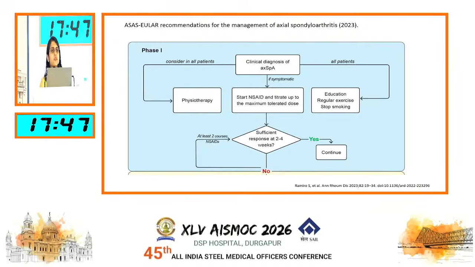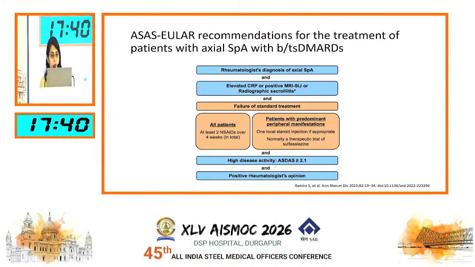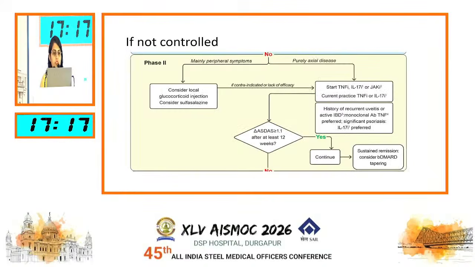So we have to assess the response after about 2 to 4 weeks. At least 2 NSAID courses have to be given if the patient is not responding to 1. So if the patient is still having an elevated CRP, active MRI sacroiliitis, failure of at least 2 NSAIDs over 1 month, or a trial of sulfasalazine or local intraarticular steroid injections has been given, and as I was saying, high disease activity as per ASDAS of more than 2.1, in that situation, we move on to stage or phase 2.